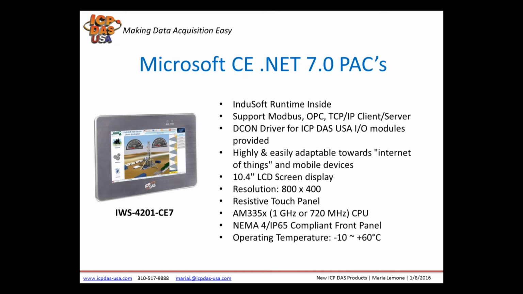We recently released some programmable automation controllers with Windows CE.NET 7.0, including the IWS 4201 CE7. It has a touchscreen on board for an array of HMI applications. It also has many different kinds of interface connectivity, like Gigabit Ethernet, a USB port, RS-232, and RS-485. The onboard flash memory comes with the operating system pre-installed. You can expand on this product with remote I/O over Ethernet, RS-485, and Zigbee.